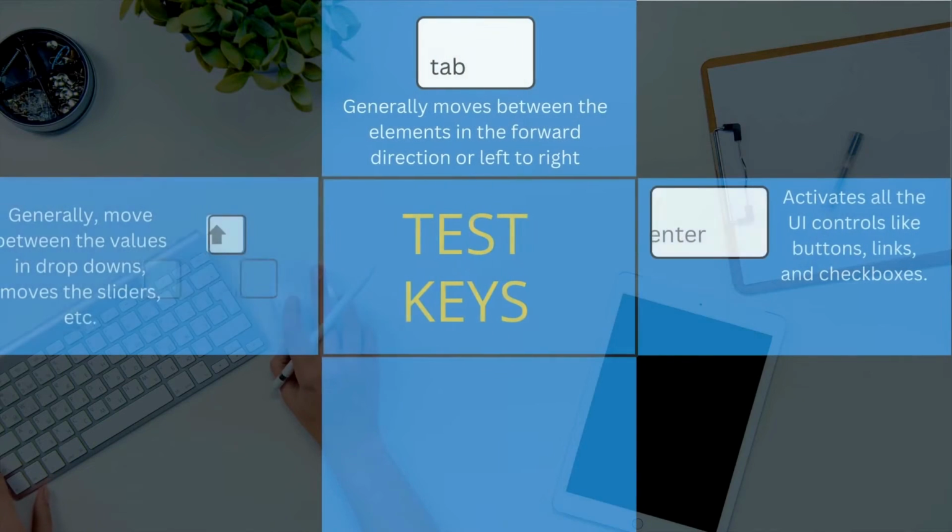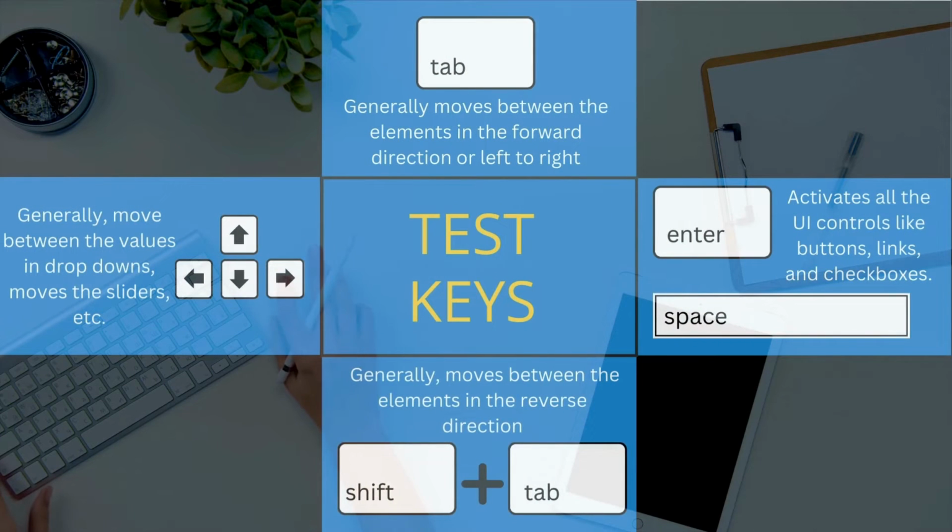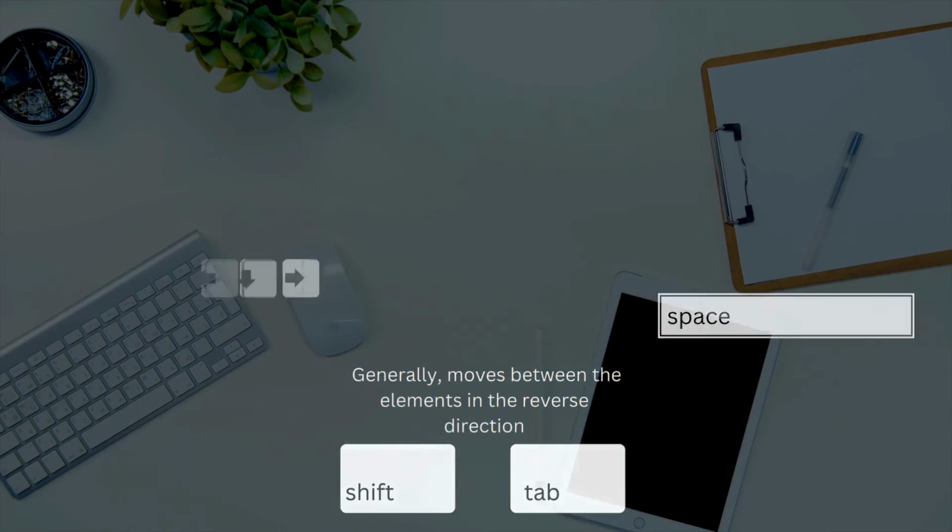Let's look at some test keys. Tab, which generally moves between the elements in the forward direction or left to right. Shift plus Tab, which generally moves between the elements in the reverse direction. Arrow keys, which generally move between the values in drop-downs, move the sliders, etc. Enter and spacebar, that activate all the UI controls like buttons, links, and checkboxes.